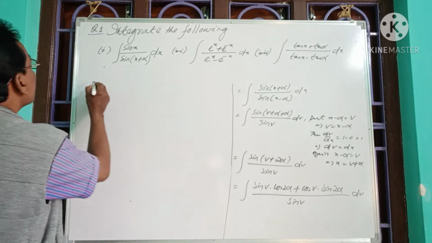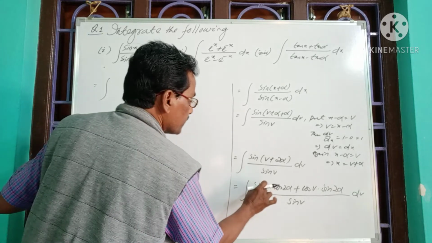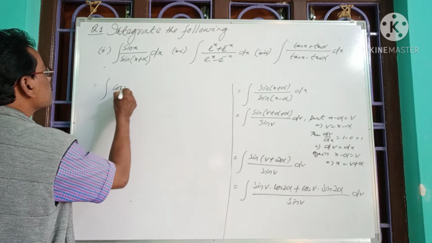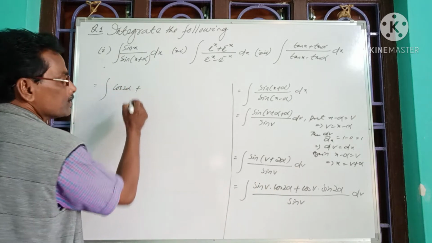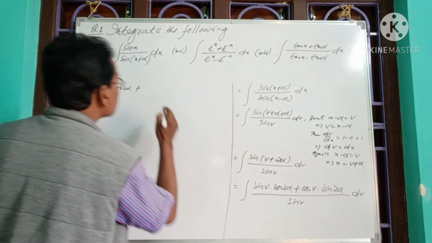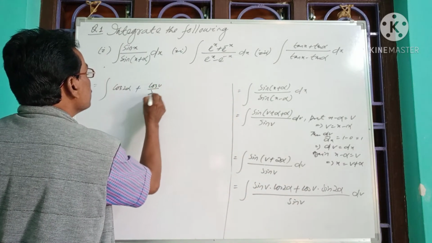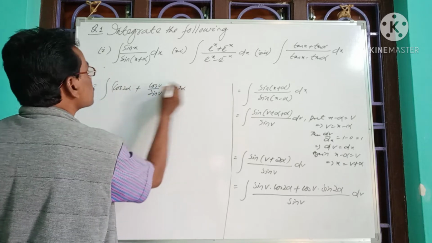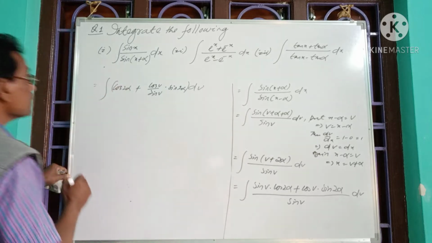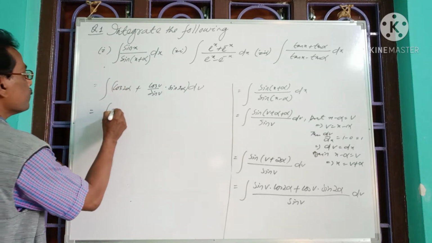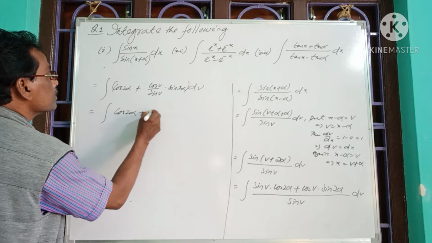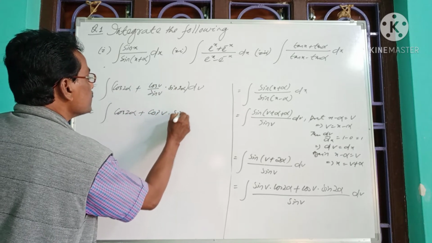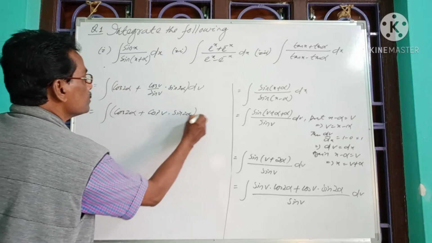So we have the integration of, so now sin v into cos 2 alpha by sin v will give us cos of 2 alpha, plus cos v by sin v into sin of 2 alpha, whole integration with respect to v. So again simplifying, we have the integration of cos of 2 alpha plus cos v by sin v, that is cot v, into sin of 2 alpha, whole integration with respect to v.